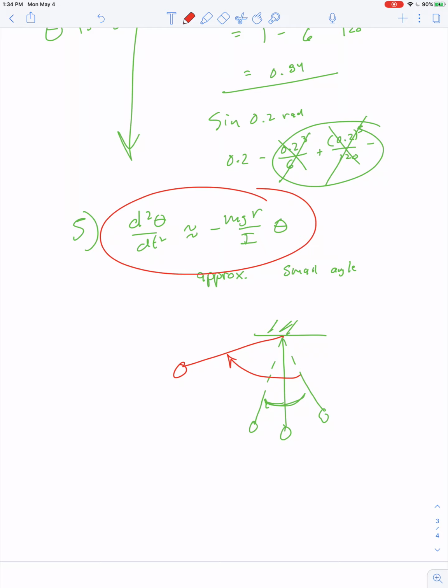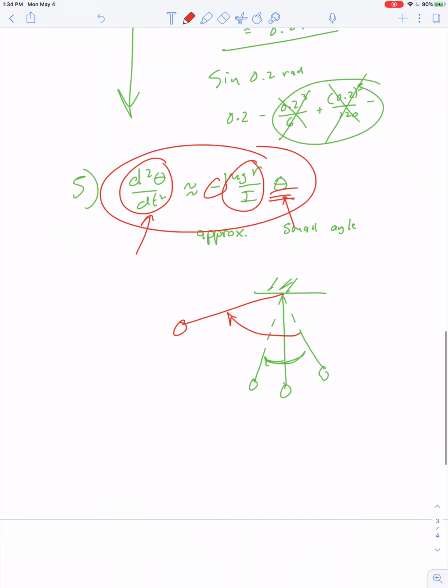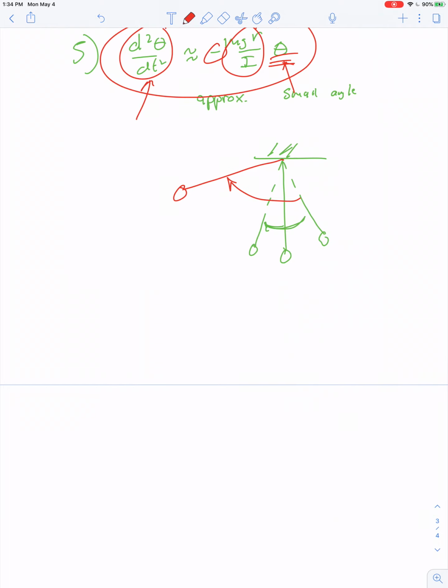So you know the drill from here. We got to make a guess. I'm going to guess what type of function for theta as a function of time can I take the second derivative of so that I get negative some constant times that very function I'm guessing. And you know exactly how this goes. We've already done it before.